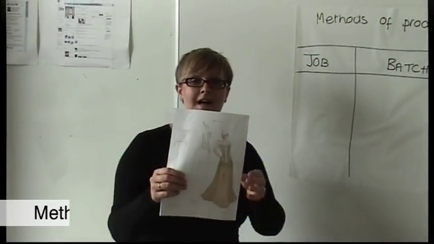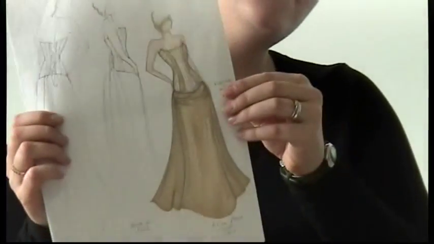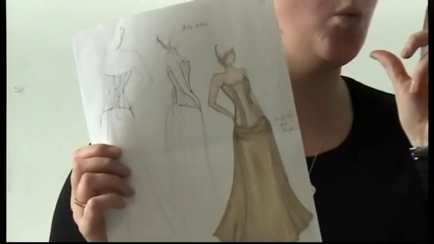Now, an example of that is a wedding dress. So for instance, this is my wedding dress. It was drawn for me and nobody else has got that. Okay, so it's like a one-off.